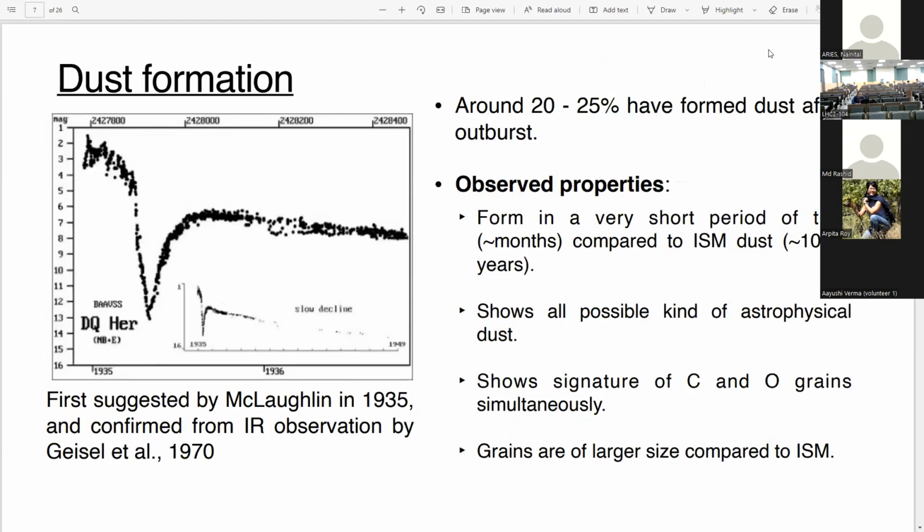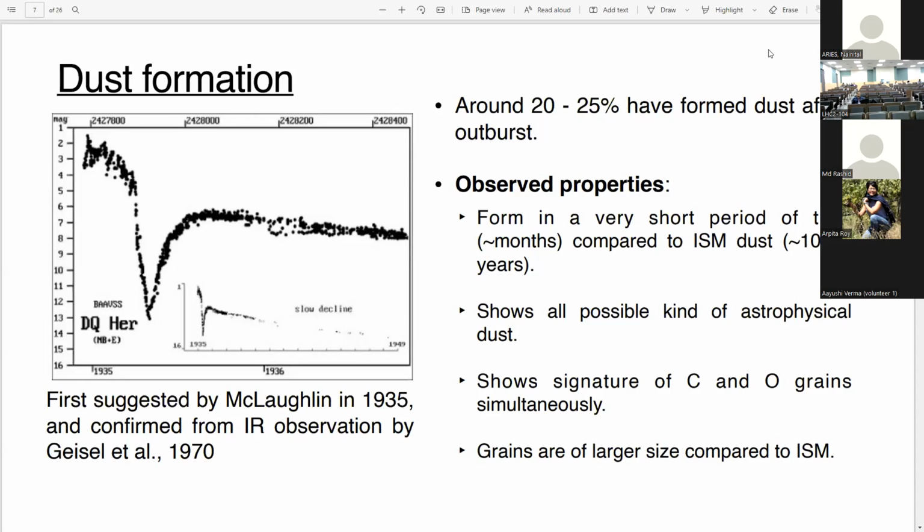After outburst, novae pass through different phases, and one of the interesting phases is the dust formation phase. Why is it interesting? Because only a small fraction of all observed novae form this dust, around 20 to 25%. The hypothesis that these systems form dust was first suggested by McLaughlin in 1935, and this hypothesis was confirmed by advances in infrared observations in 1970.